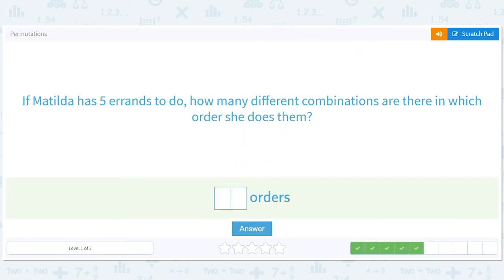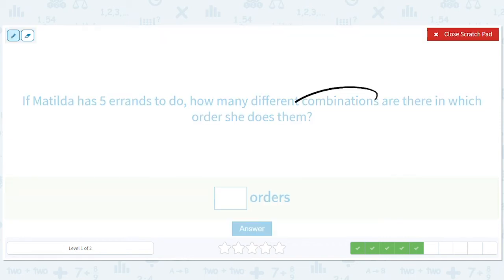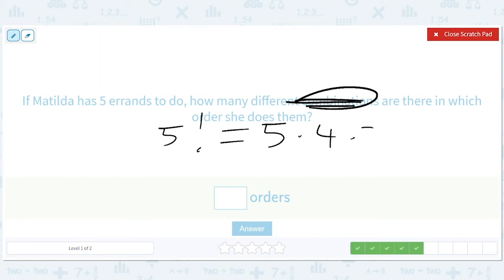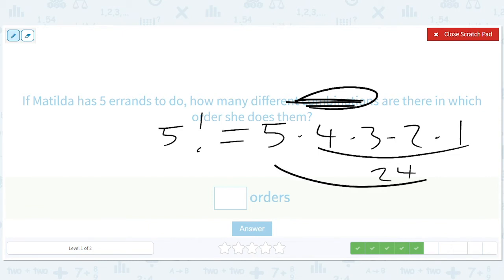If Matilda has 5 errands to do, how many different combinations are there in which order she can do them? We should really say permutations when we're talking about orders. So we have 5 errands to do. We'll have 5 factorial orders of arranging them. So we'll have 5 times 4 times 3 times 2 times 1, right? This is 24. We know that. We know 4 factorial is 24. Then 5 times 24 is 120.